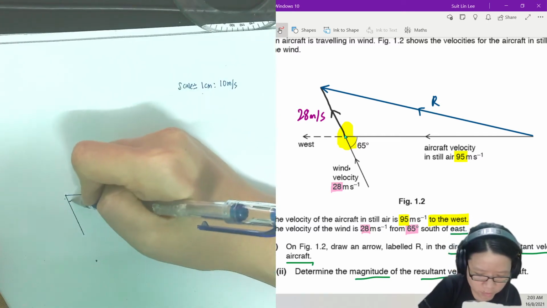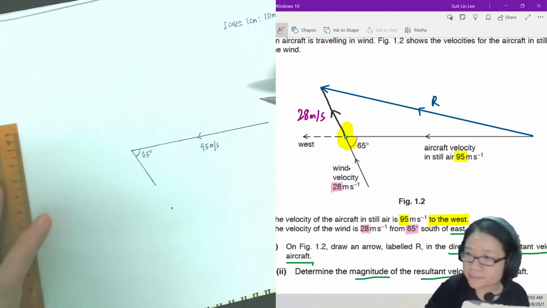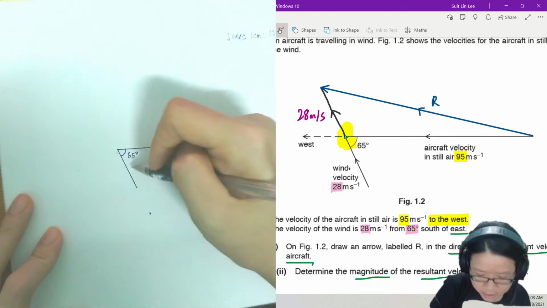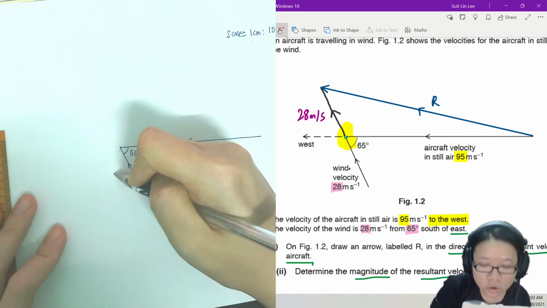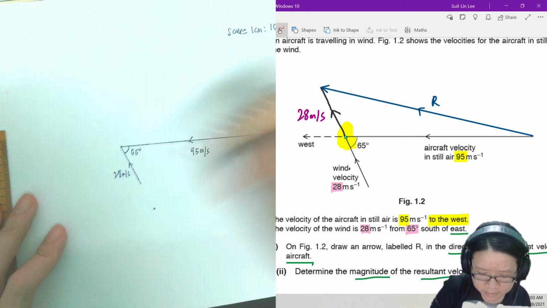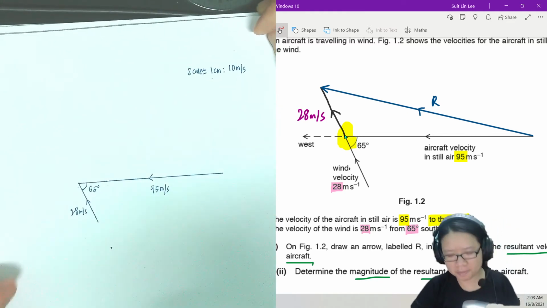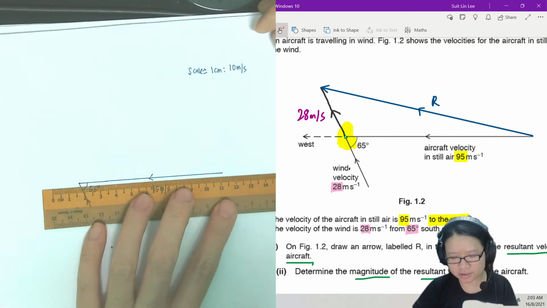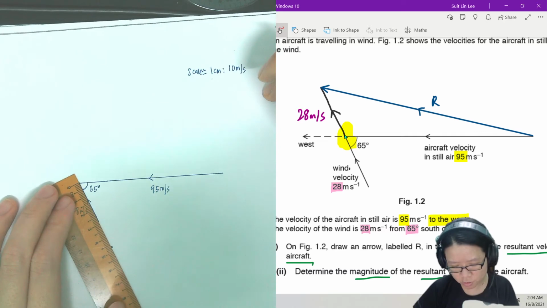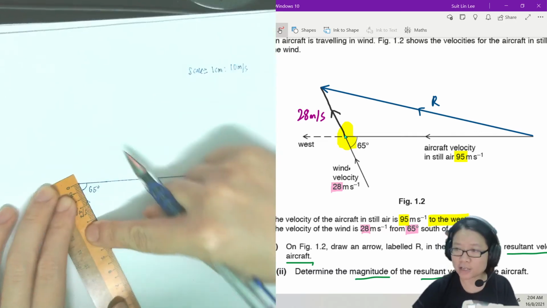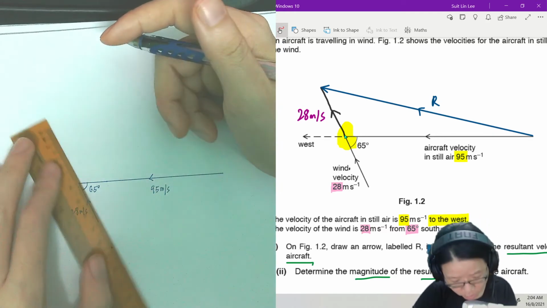Okay, so I'll mark this one out for myself. This is 65 degrees, and this wind speed is 28 meters per second. Assume this diagram is given to you in the exam, and you measure the length of this or this to get the scale. So now what you do is measure out this 2.8 cm and then extrapolate and transfer it. Basically repeating what I did just now, but on the actual paper.